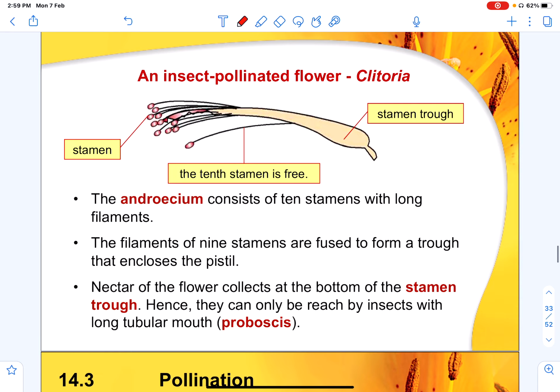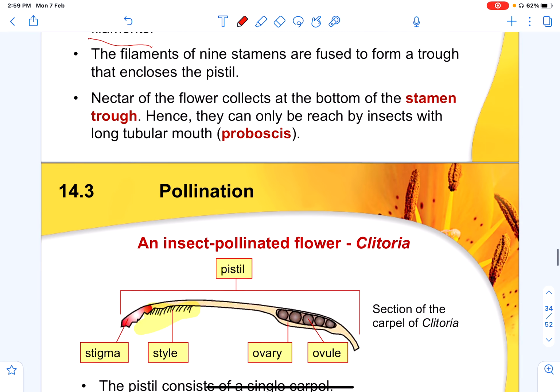So for an insect pollinated flower, what we can see is the androecium, which is the male reproductive organ of the flower, tends to consist of 10 stamens that have very long filaments. Now these filaments are fused to form a trough that encloses the pistil, and the nectar of the flower tends to collect at the bottom of this stamen trough. Hence, it can only be reached by insects with their very long tubular mouth, which is the proboscis.